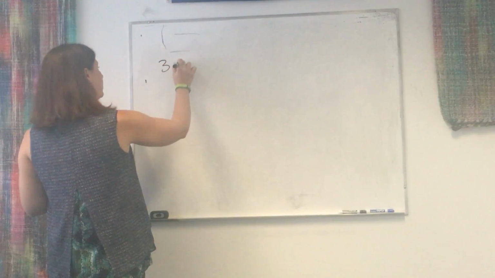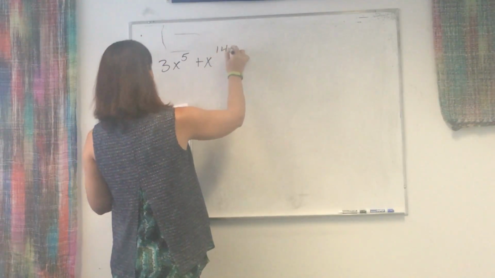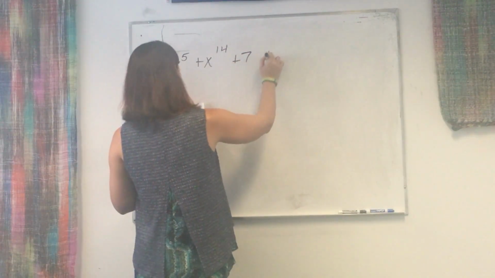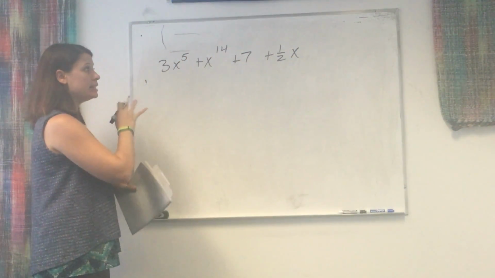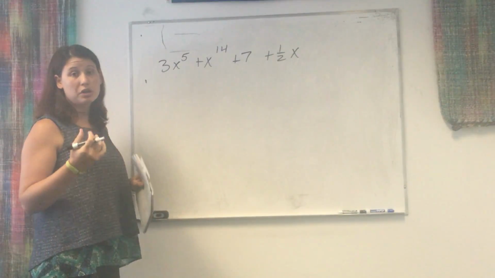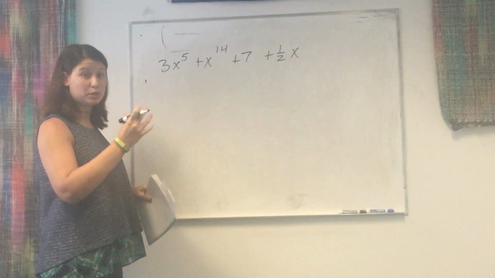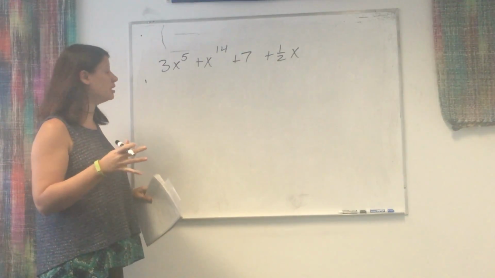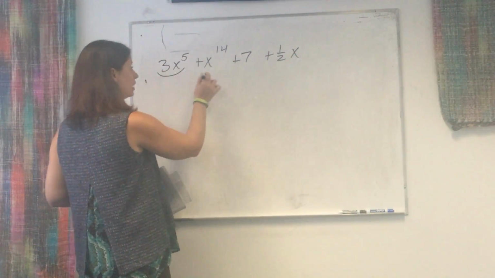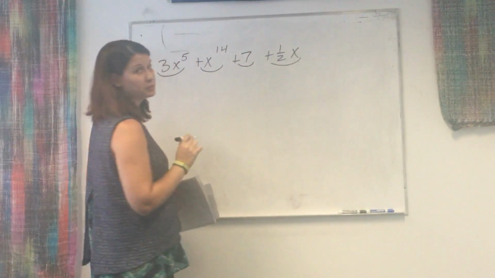Okay, so a polynomial is just a function with lots of different terms, something like this one. This one has 4 terms, so terms are separated by either addition or subtraction. Multiplication is still considered one term, so that doesn't separate things. So this one has 1, 2, 3, 4 terms.